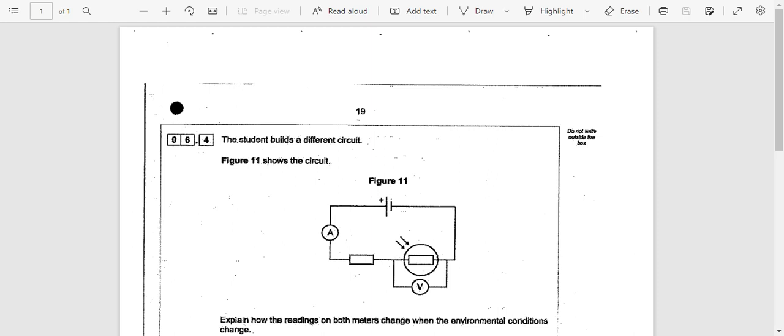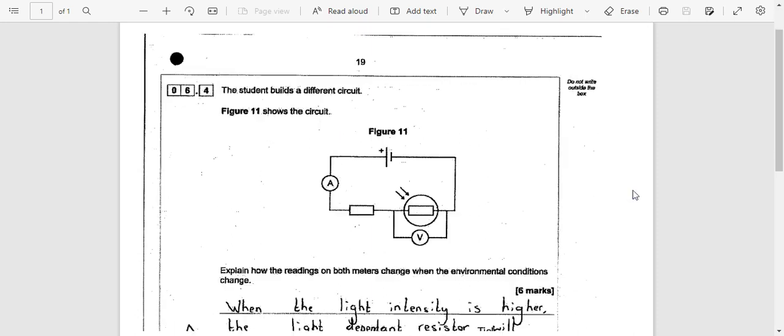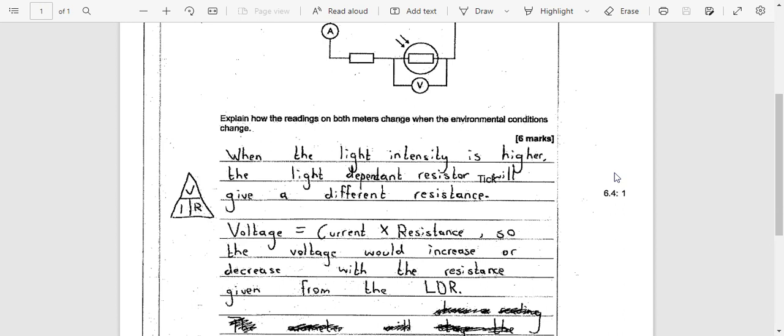Now, the reason the question says the student builds a different circuit is because this is part 4 of question 6. So in the previous parts of the question, they must have been talking about a different circuit. Now, this is a 6-mark question, and this student gained 1 mark for their answer in the real exam.